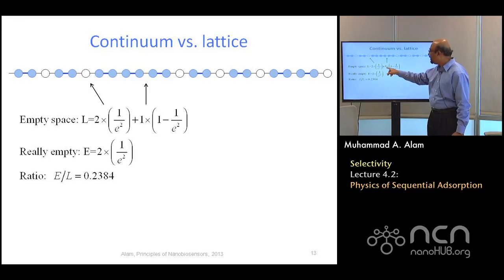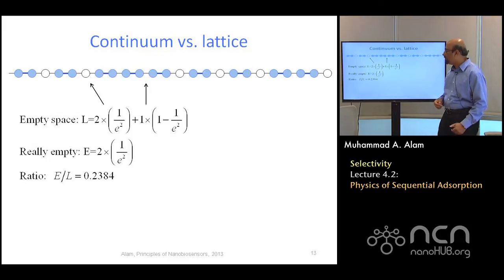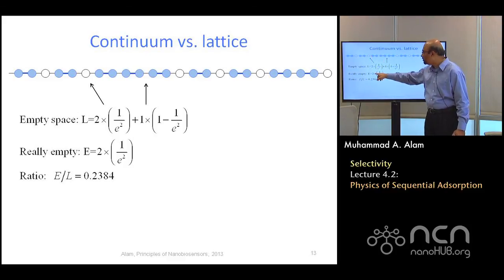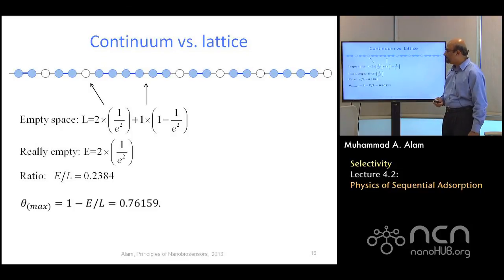The rest of them, each one of them takes up 1 lattice space. So this is the total number of empty spaces. But the real empty was these ones, the ones that are associated with white. So there's 2 divided by 1 over e squared. If you divide it out, you will have 23%.